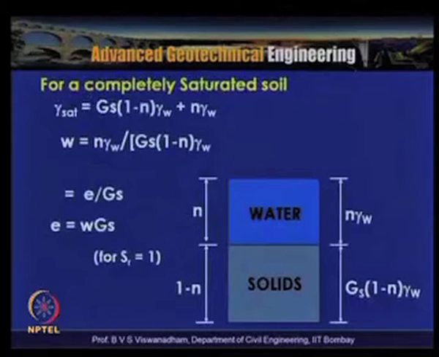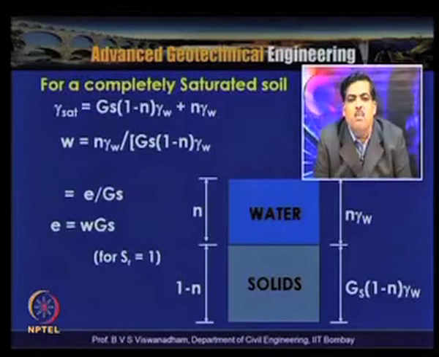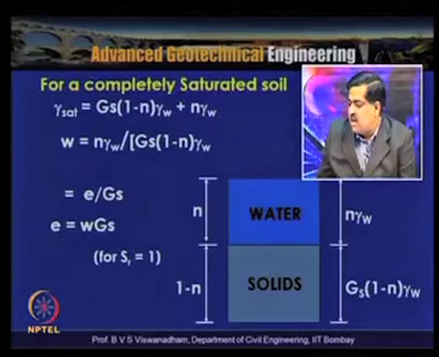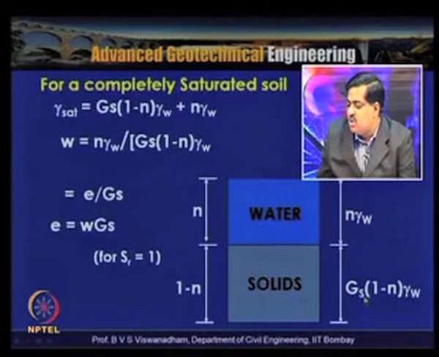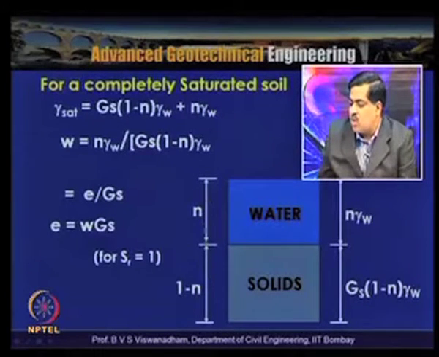For a completely saturated soil, similarly, we can use this approach and write gamma sat is equal to Gs into 1 minus n gamma w plus n gamma w. Because in case of a completely saturated soil, you have n gamma w, that is the weight of water, and weight of solids is nothing but Gs into volume, which is 1 minus n gamma w. So here the total volume is set equal to 1, and n is the volume of water.